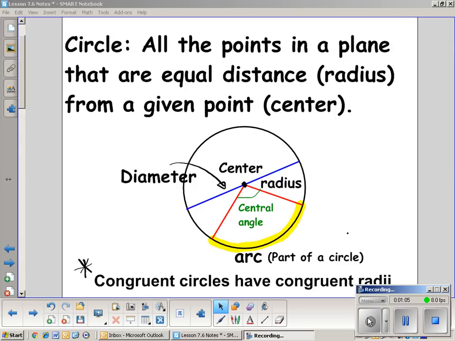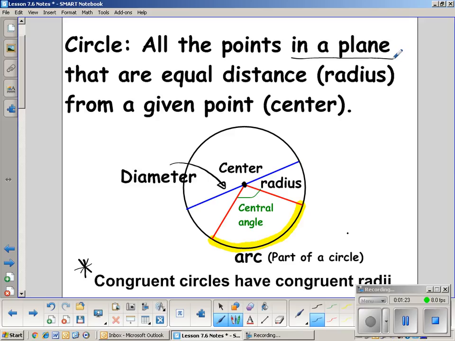Okay, just to make sure we understand the terminology here, a circle is all the points in the plane that are equal distance. That distance is called the radius from a given point, which is called the center. It's important that you realize that it's all the points in a plane, because if we just said all the points that are an equal distance from the center, then we'd be talking about in all directions. And what shape would that become? A sphere. Okay? So it's important that we understand we're talking about just in a plane here.